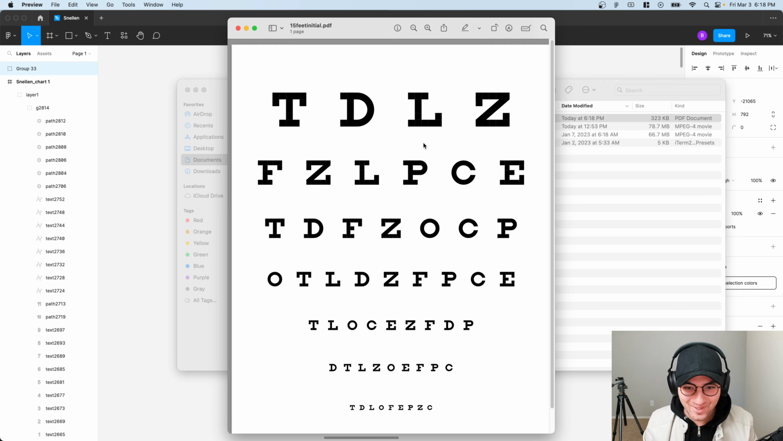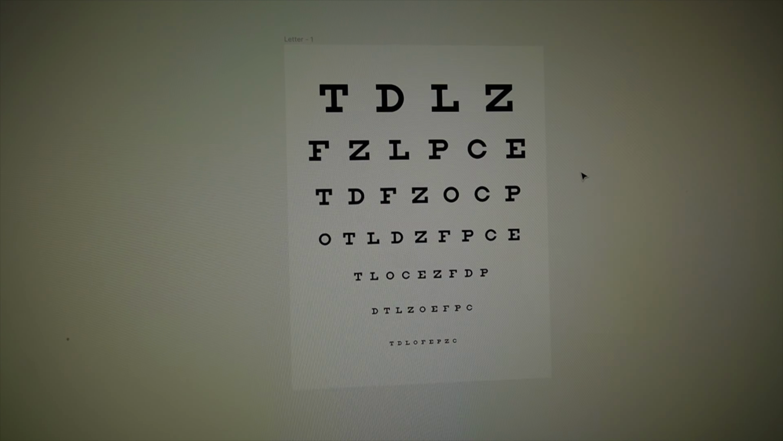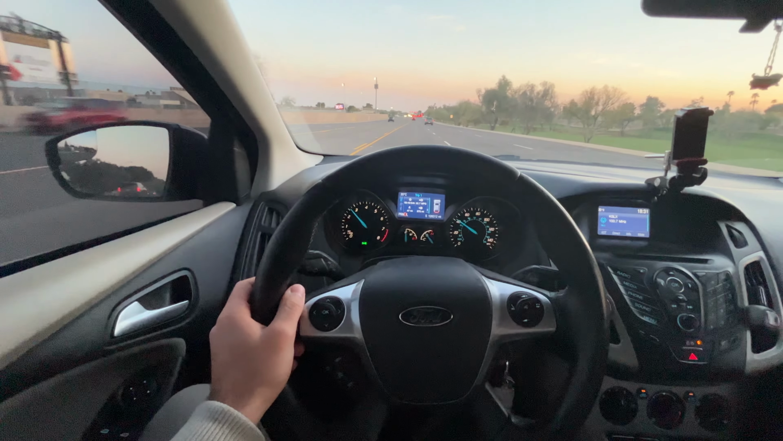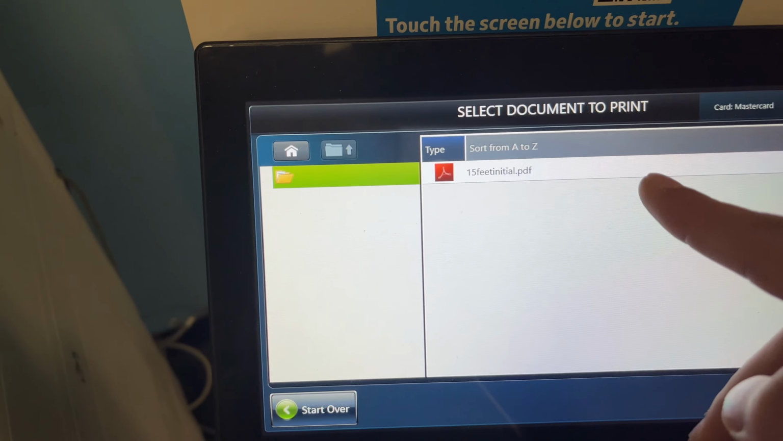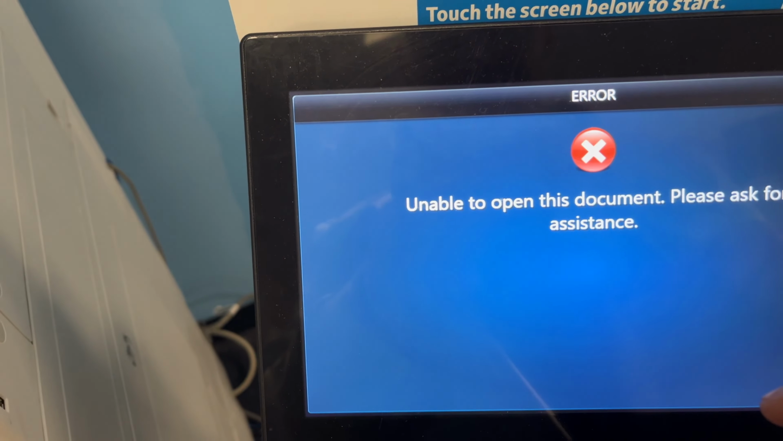Okay. I got my first version of the eye chart ready, and I just realized I don't have a printer. Yeah, so right now it's 6:17 and they close at 7. So like, imagine if this works, yo. Okay, so this was an epic fail because for some reason the printer could not read the document. I guess I exported it wrong.